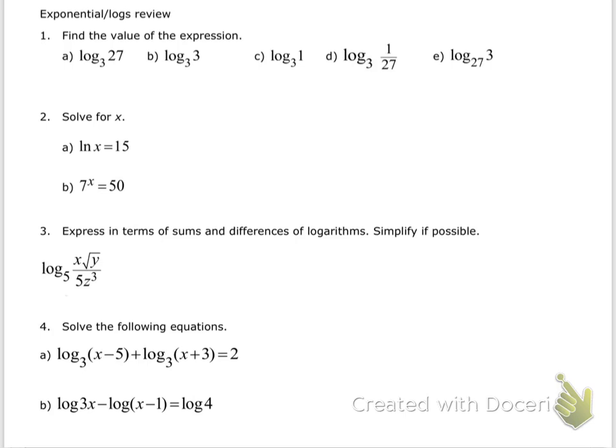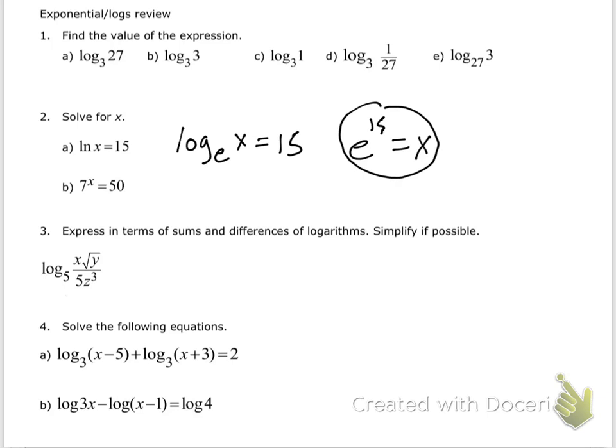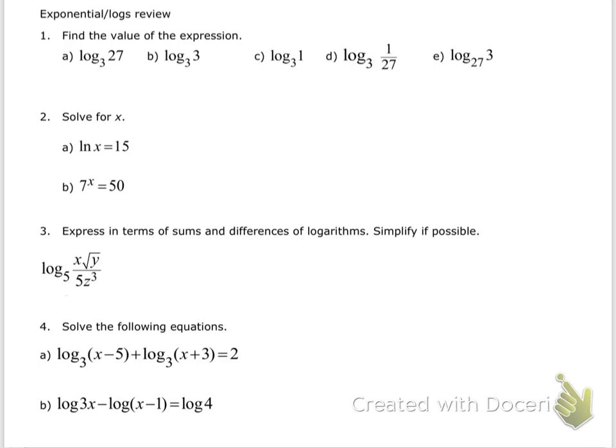Okay, let's look at question 2. Right, you can think of ln as log to base e. ln is log to base e, and that's 15. If I change to exponential form, then e with an exponent of 15 equals x, and that is the answer. You can put it in your calculator, but that's going to be a big number, but that's fine. That was quick and easy.